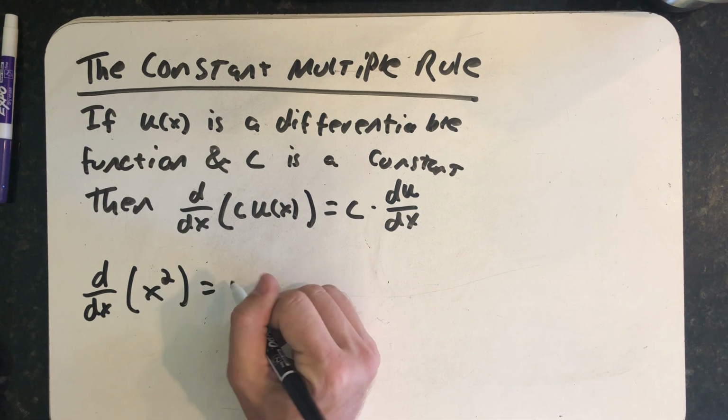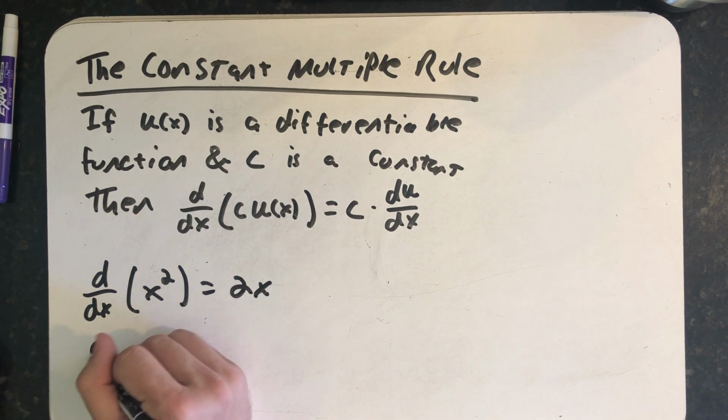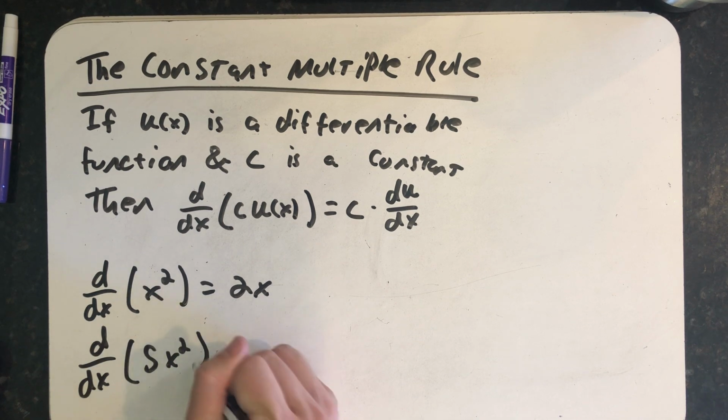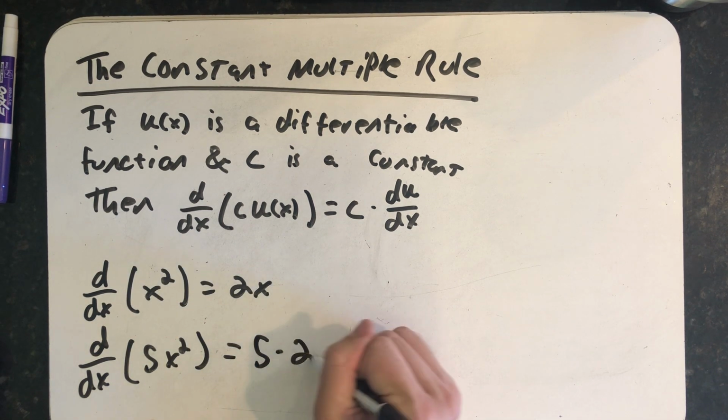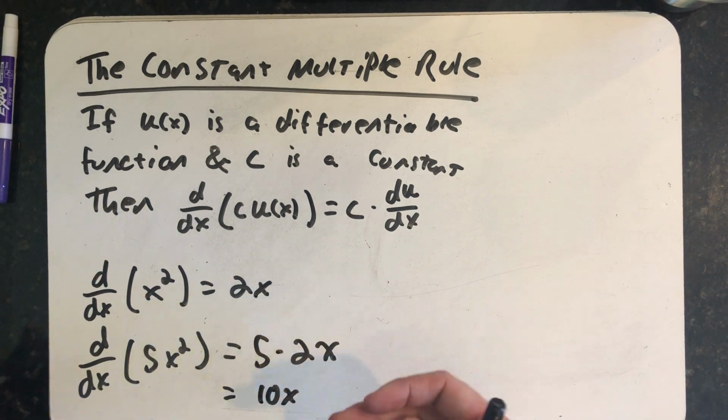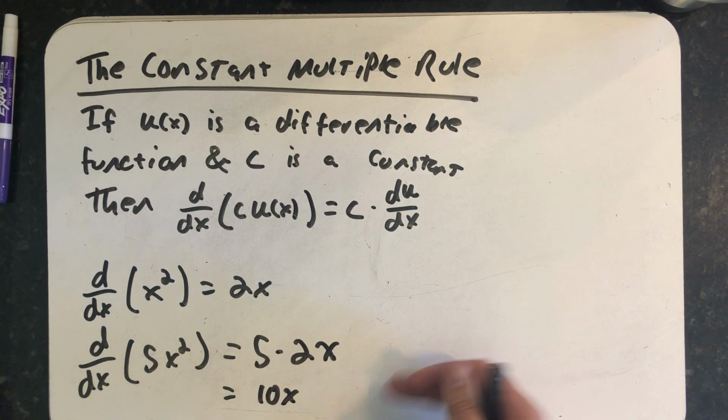For example, in our last video, we learned that the power rule tells us the derivative of x squared is 2x. So if I wanted to take the derivative of 5x squared, well, my derivative would be 5 times 2x, which is 10x. So I see that I can use the power rule with the constant multiple rule.